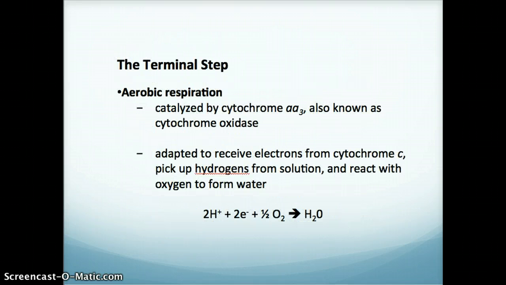So what's the terminal step then at the end of this? In aerobic respiration, remember we talked about the fact that it will be oxygen, free oxygen, that will receive the electrons at the end of aerobic respiration or at the end of the electron transport. And when it ends up binding with that oxygen, you will get water. So that's the end product of aerobic respiration.